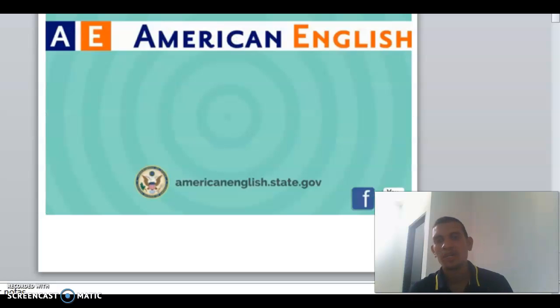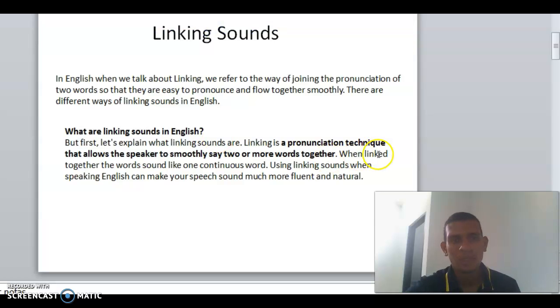Okay, in this part, you can see the application of the video, that there are differences between when we have a linking sound with a consonant plus consonant or a consonant plus a vowel. There are some examples. In this part, linking sound.